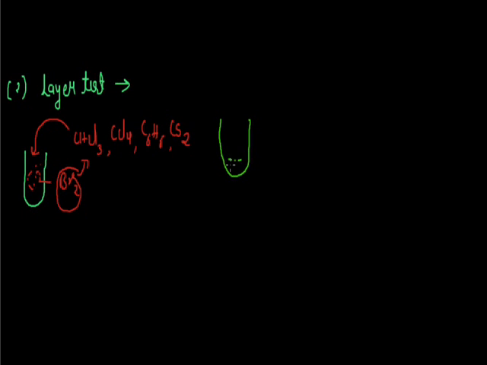The first layer is the polar layer, and the other layer is the non-polar layer. In this non-polar layer we have Br2 plus benzene. When we add a non-polar solvent like benzene, the Br2 completely dissolves in benzene and forms an upper layer. The formation of this layer depends upon the density of the solvent. Since the density of benzene is lower, the layer forms as the upper layer.